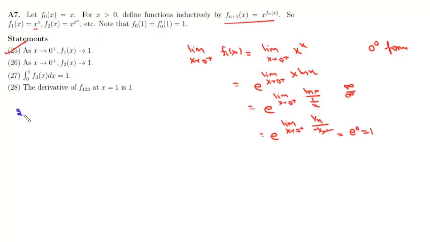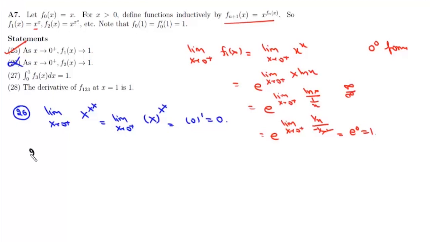Now we look at this limit for 26, which is limit x tends to 0 positive of x to the power x to the power x. Now we know that this limit x tends to 0 of x to the power x is 1. So it will be this value 0 to the power 1, and 0 to the power 1 is 0. That means statement 26 is incorrect.